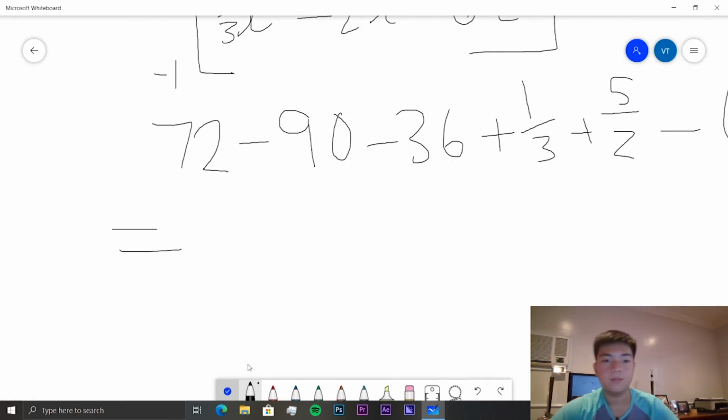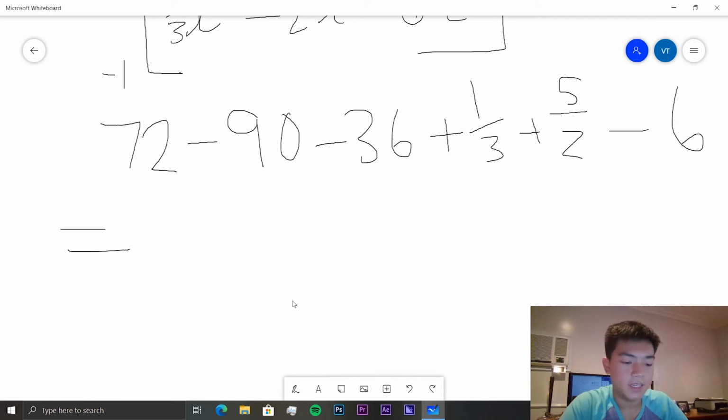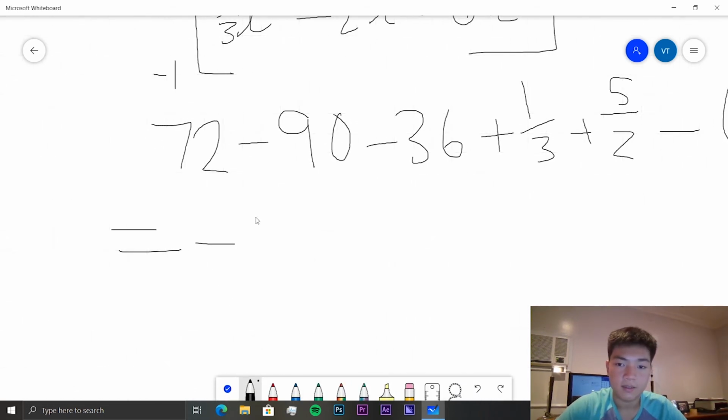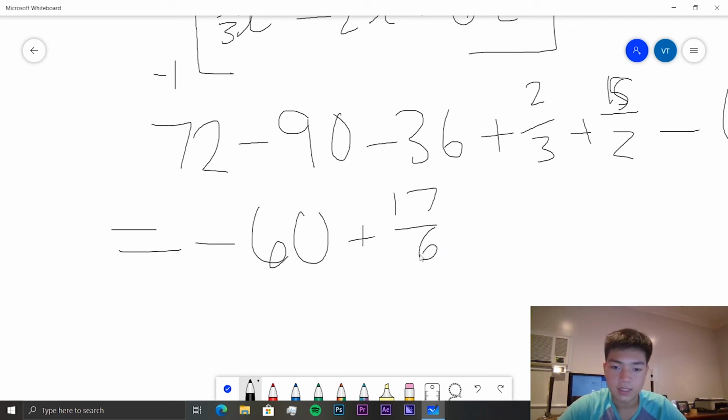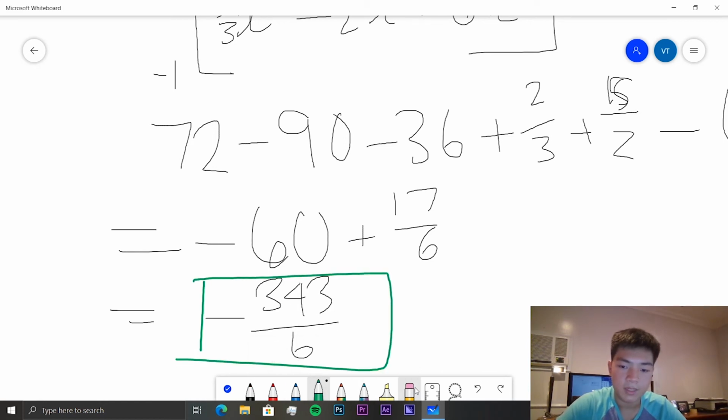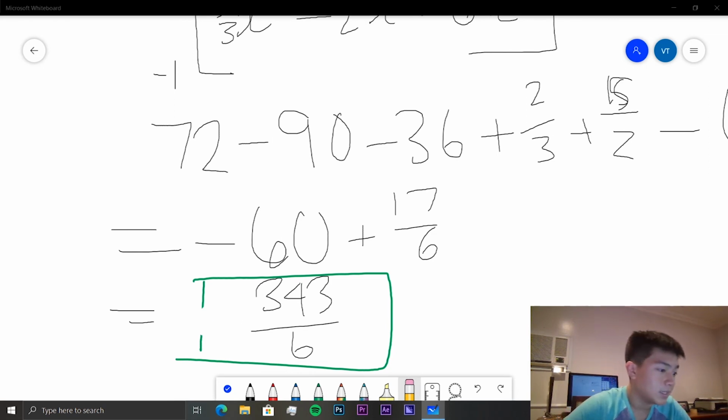So if we add all of this up, let's add up all the integers first. 72 minus 90 minus 36 minus 6, so we get negative 60. And then 1/3 plus 5 halves. What's that? So this is 3, this is 2, 15. So negative 60 plus 17 over 6. So this should be equal to negative 360 plus 17, and so negative 343 over 6, it looks like. So the area is of course positive, absolute value. So this should be equal to 343 over 6.